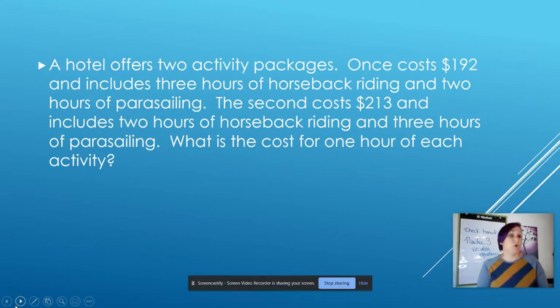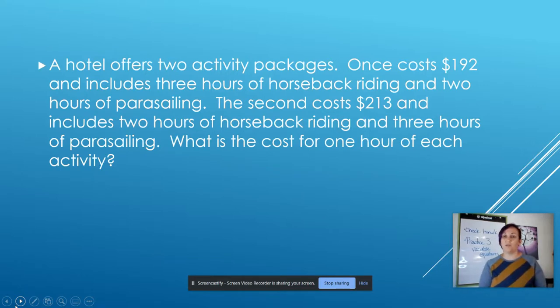So this one says a hotel offers 2 activity packages. One, oops, that's a typo. One costs $192 and includes 3 hours of horseback riding and 2 hours of parasailing. And then the second one costs $213 and includes 2 hours of horseback riding and 3 hours of parasailing. So those are the 2 sentences where we're going to get our equations from.